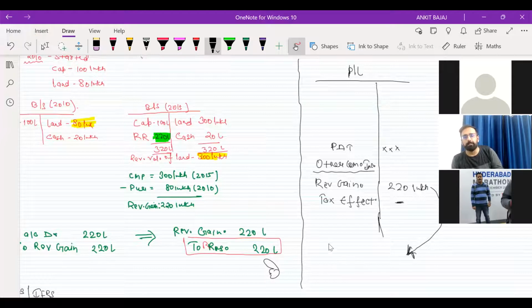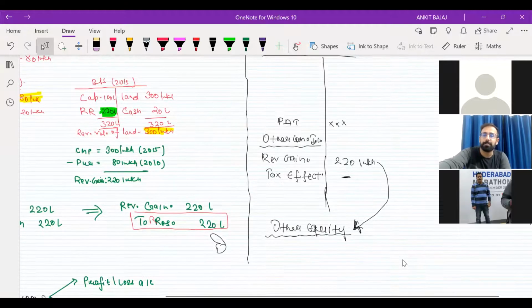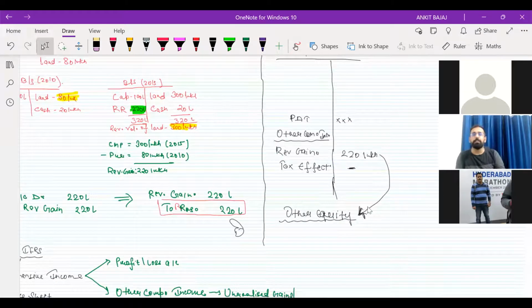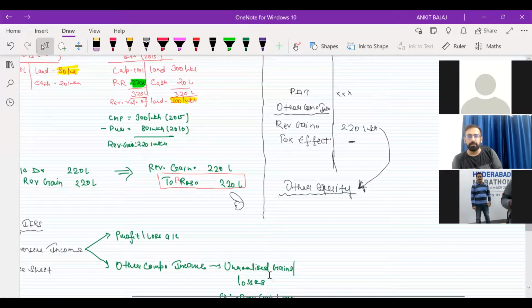in other equity. Now you might be thinking, what is other equity? We usually prepare the reserve and surplus account, right? Now that reserve and surplus account has been replaced by a new ledger, that is other equity, right? Now what is the logic for why they have replaced reserve and surplus with other equity? I will tell you the reason also, because we have included one new statement, that is other comprehensive income.